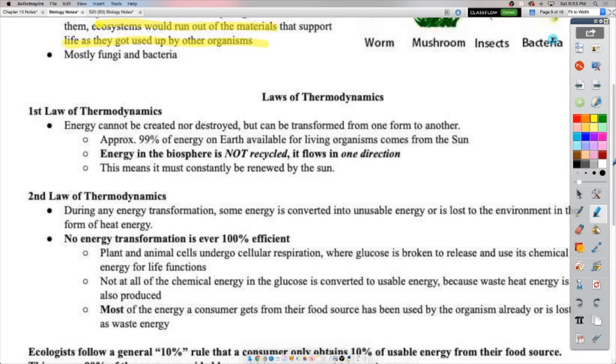So just a quick look here at the laws of thermodynamics, how they apply to an ecosystem. Remember, energy cannot be created or destroyed, but it can be transferred from one form to another. 99% of energy on Earth available for living organisms comes from the sun. Energy in the biosphere is not recycled. It flows in one direction. So you cannot recycle energy.